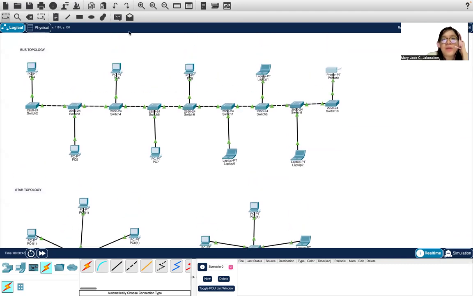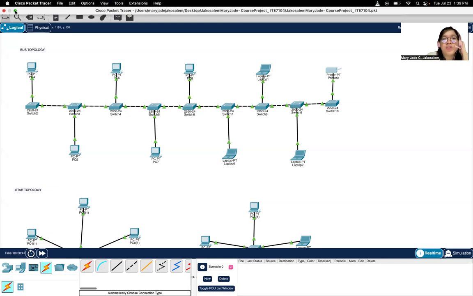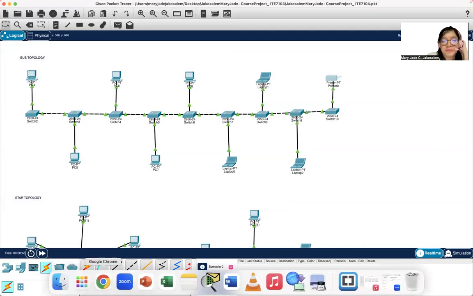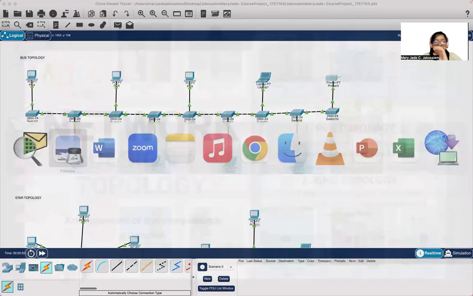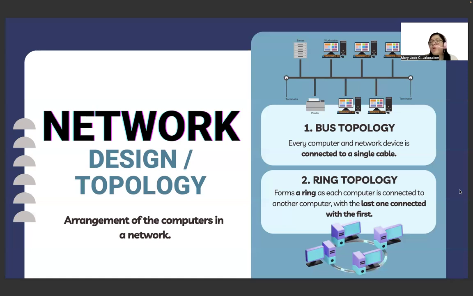Okay. So the next topology. Let me go back to our file. The next topology is what we call the ring topology. The ring topology forms a ring as each computer is connected to another computer, with the last one connected to the first. From the name itself, it looks like a ring. The first one is connected to the last one. So it looks like this.